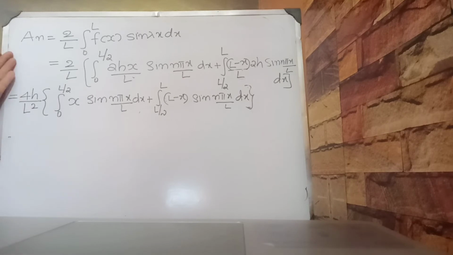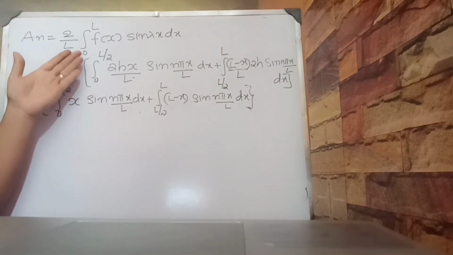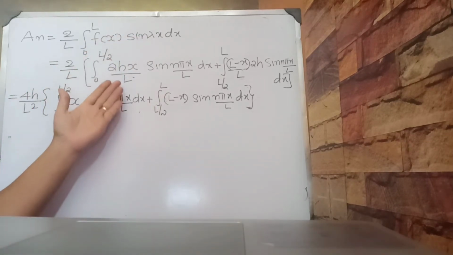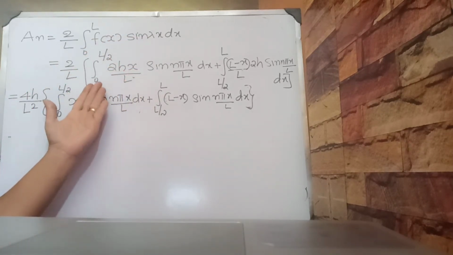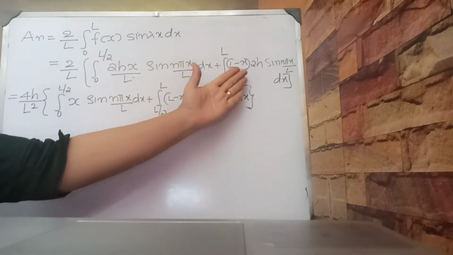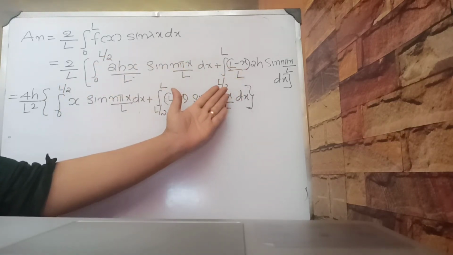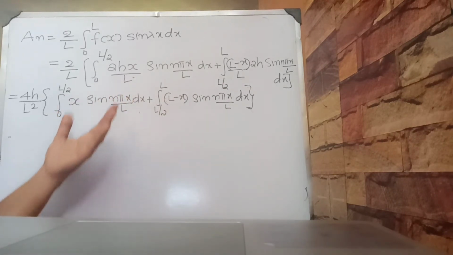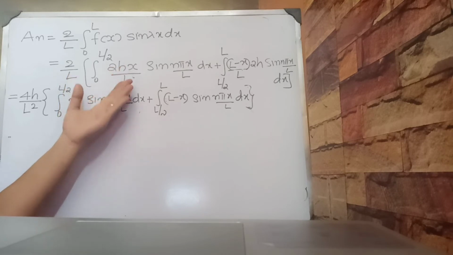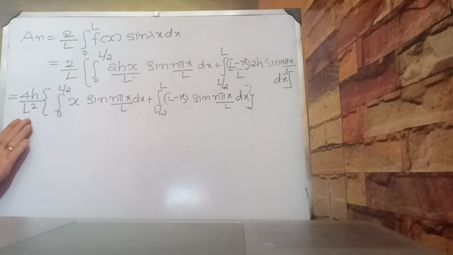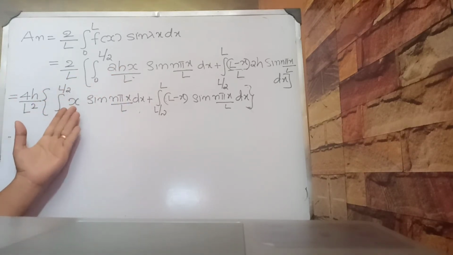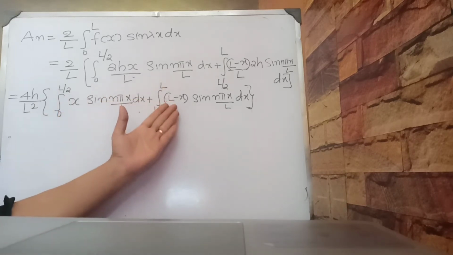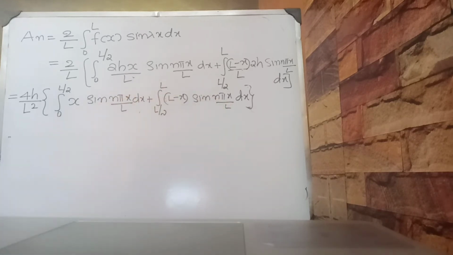Now to find an, we use the formula 2 by L into integral 0 to L f of x sin lambda x dx, where f of x is 2hx by L in the limit 0 to L by 2 and 2h into L minus x by L in the interval L by 2 to L. So we have to split the integration into two parts and we take the constant outside, 2h by L, so that 4h by L square into integral 0 to L by 2 x into sin n pi x by L dx plus integral L by 2 to L, L minus x into sin n pi x by L dx.